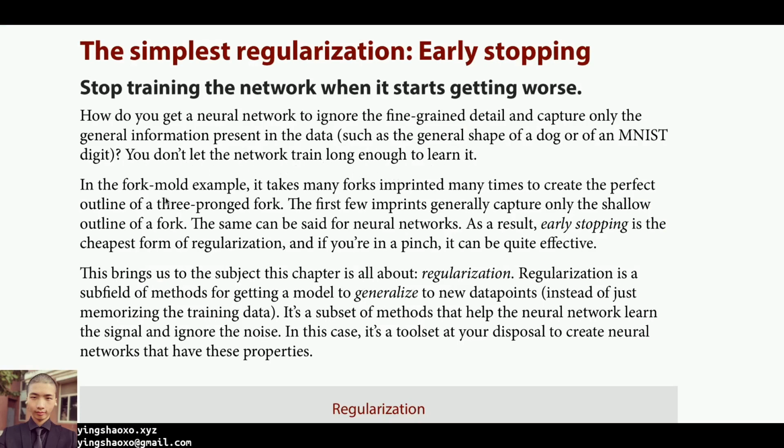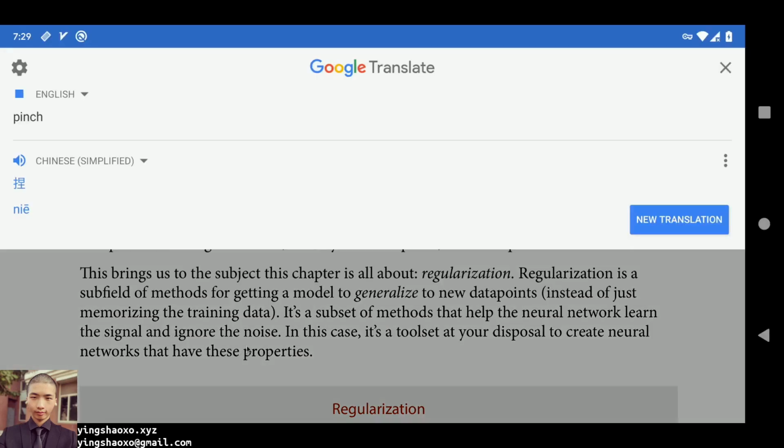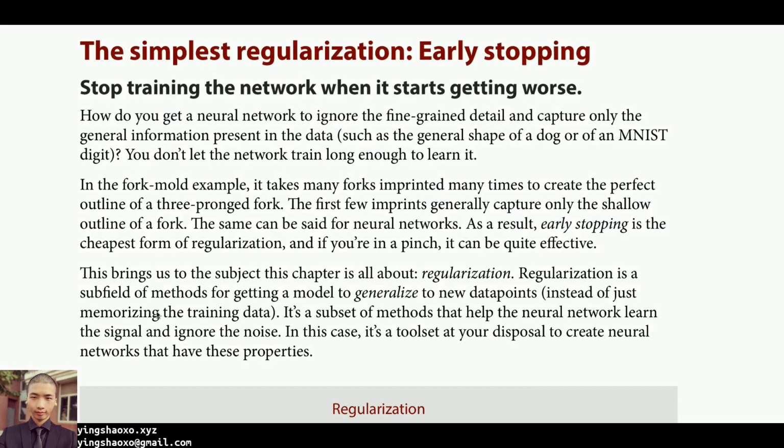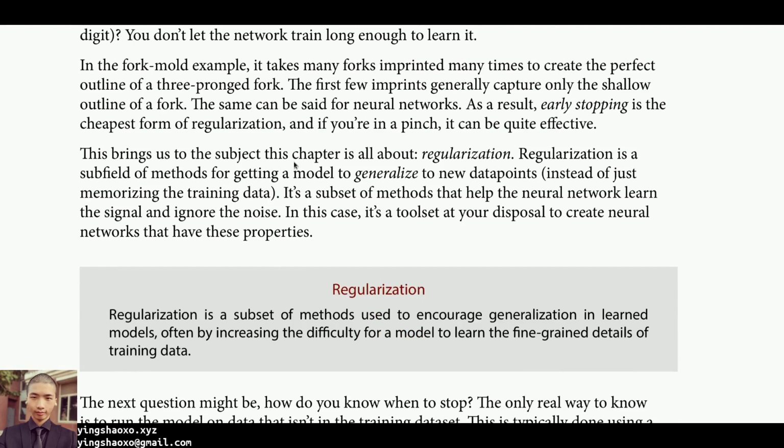In the fork mold example, it takes many forks imprinted many times to create the perfect outline of a three-pronged fork. The first few imprints generally capture only the shadow outline of a fork. The same can be said for neural networks. As a result, early stopping is the cheapest form of regularization, and if you are in a pinch, it can be quite effective. This brings us to the subject this chapter is all about, regularization.